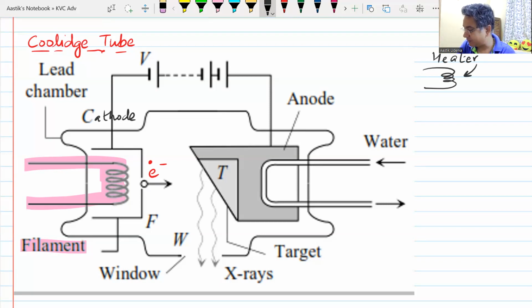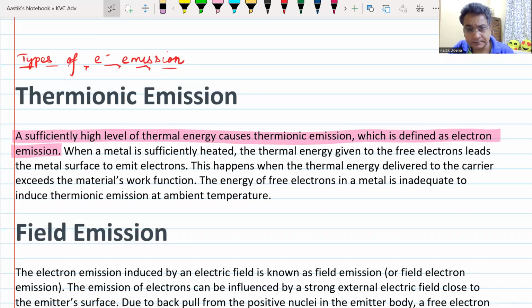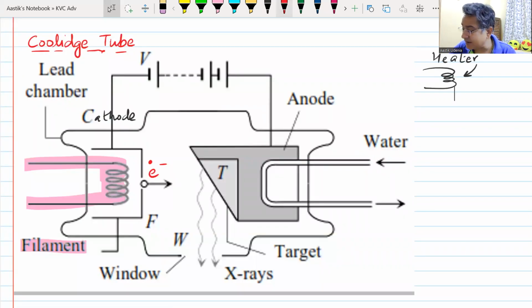How does the filament produce electrons? The filament produces electrons by the process of thermionic emission. It consists of a heater. You heat up that heater, you heat up the filament. If the heat is enough, electrons would be emitted. That is the purpose of the filament. It produces electrons by the process of thermionic emission.